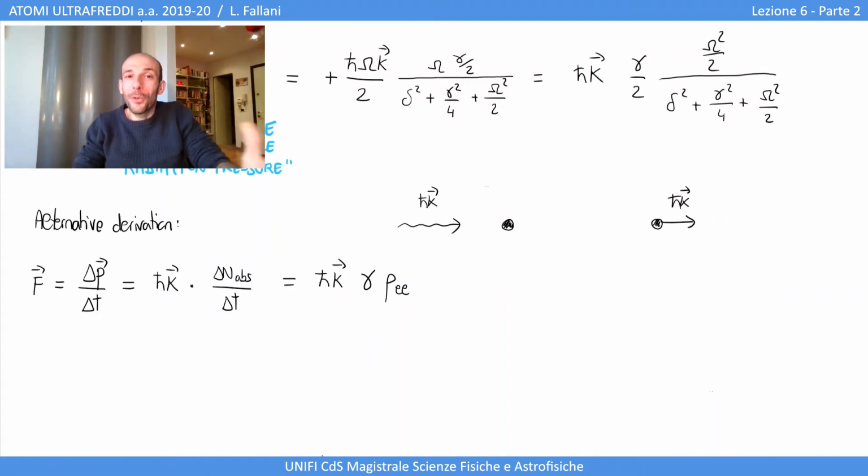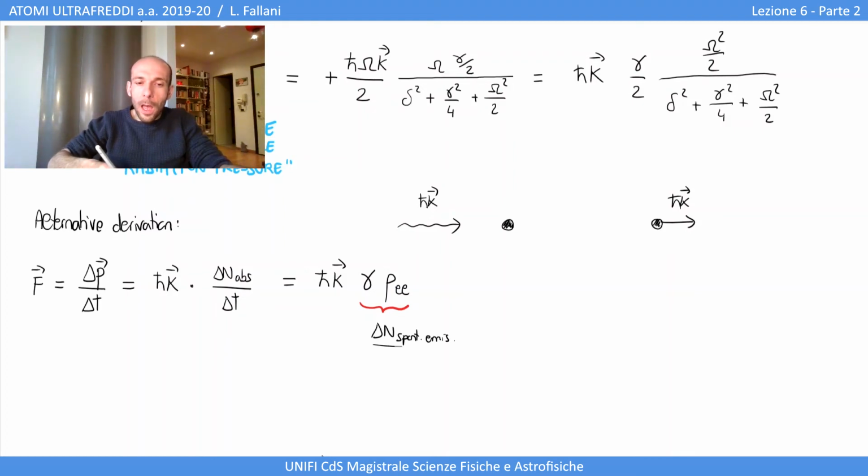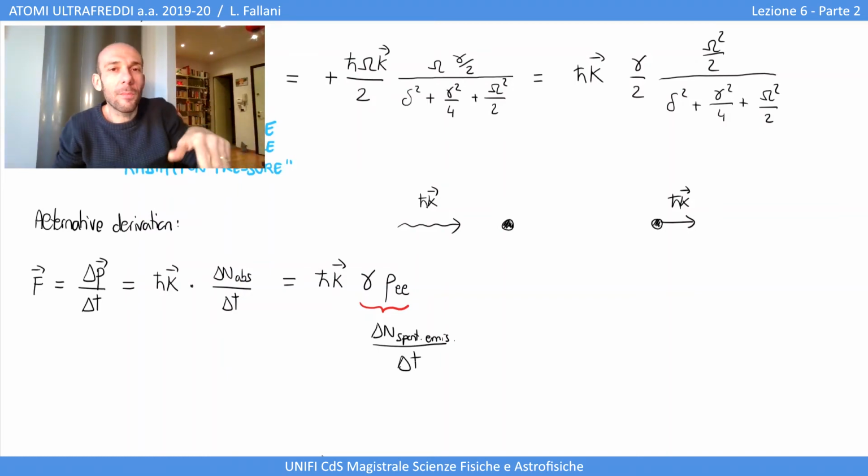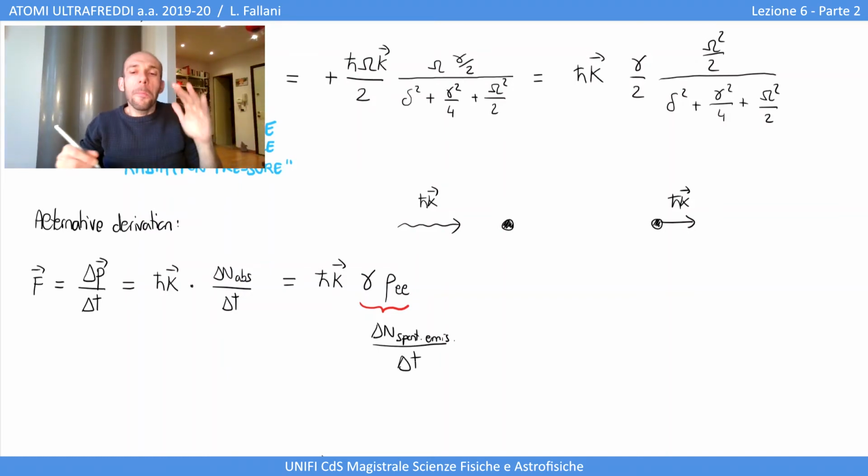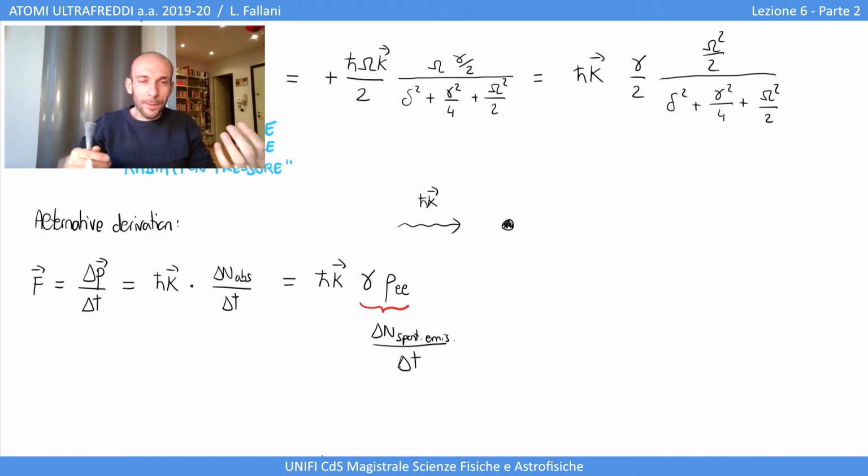This is counterintuitive because the quantity that is written here is basically the number of photons that are emitted by spontaneous emission in the unit of time. So why do you have spontaneous emission here instead of absorption? This makes sense if one thinks about what happens in terms of elementary processes, and let me try to convince you about that.